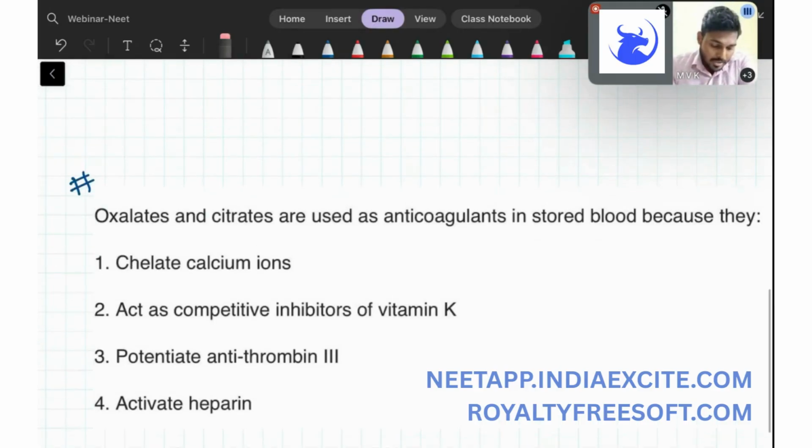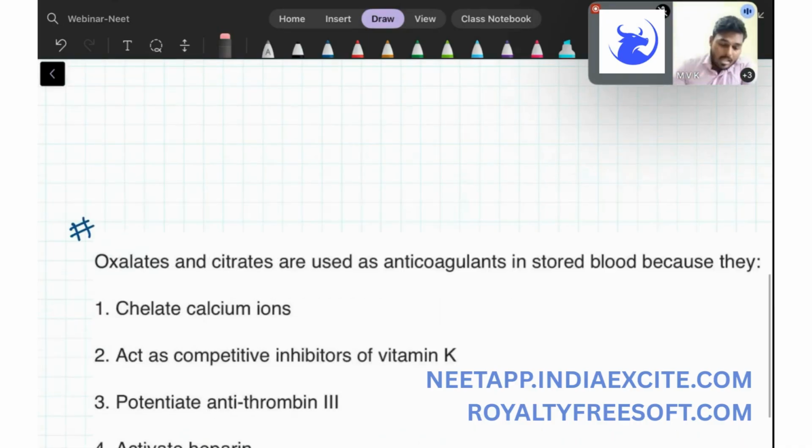As you can see here, the question states oxalates and citrates are used as anticoagulants in stored blood. Why? So basically, what are oxalate and citrate? They're nothing but anions, right? They're negatively charged compounds, yes or no? So have that in mind. These are nothing but organic acids.